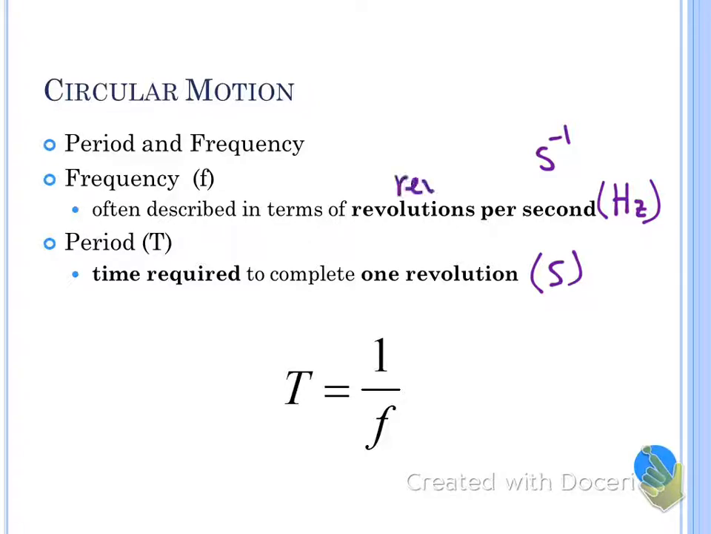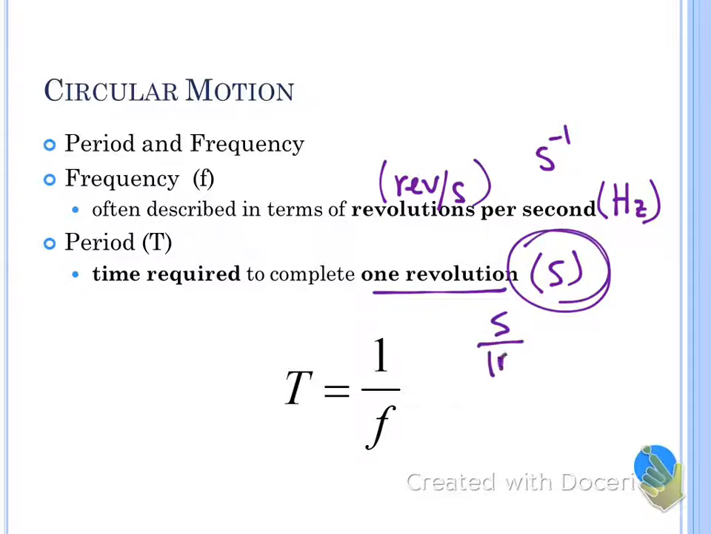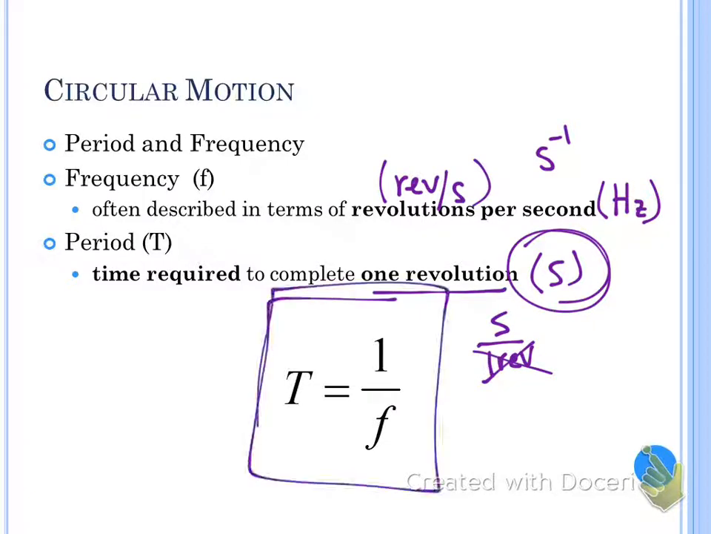Okay, so you'll see frequency given a lot of ways: revolutions per second, reciprocal seconds, or hertz. Period is usually just given in seconds, right? Because it would be seconds per one revolution, which we can just drop. This is an equation that should go on your equation sheet. You also need to understand you could have the reciprocal of that. You probably don't need to have both on your equation sheet, but you could use both.